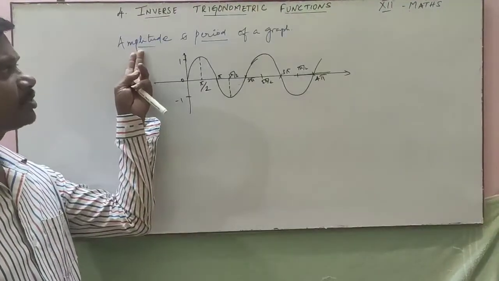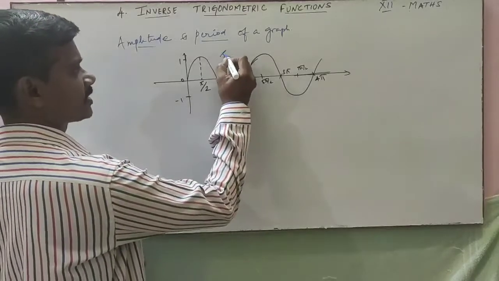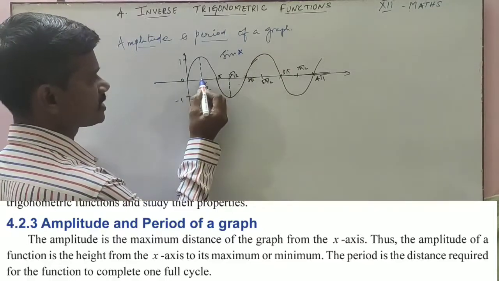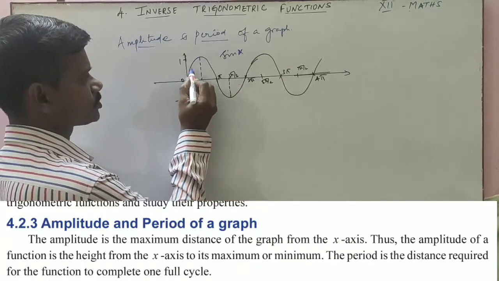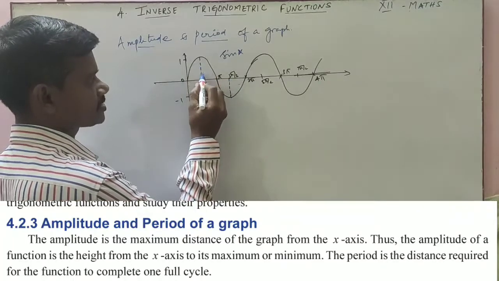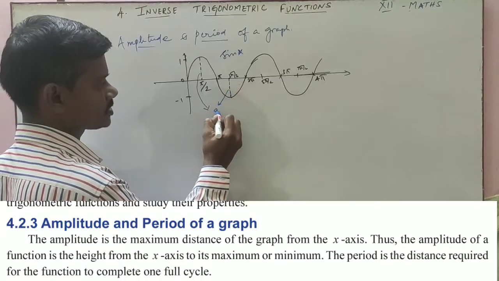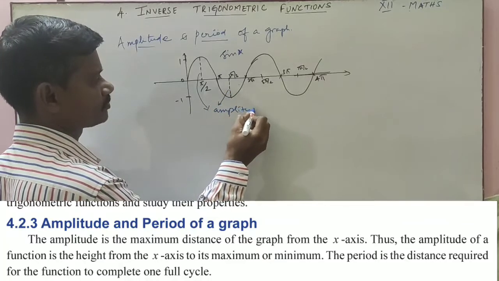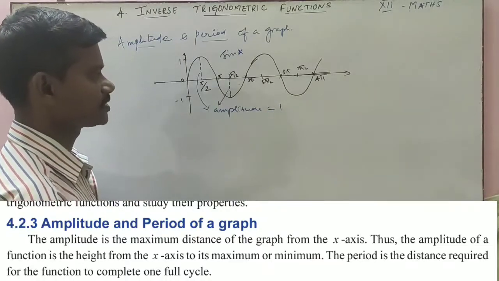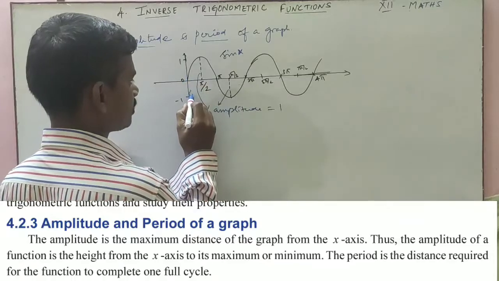Next one is amplitude and period of a graph. So we will take an example for sin x. This is the graph of sin x. In this, the highest value goes from 0 to 1, and here 0 to minus 1. So whatever it is, the length is called the amplitude. So this is called the amplitude of this sine graph. What is the amplitude of this? That is 1.